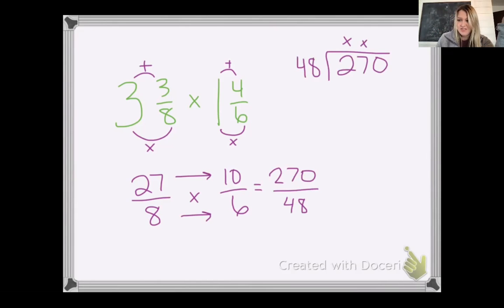48 is close to 50. So if I estimate, it's like 1, 2, 3, 4, 5. I would guess 5 times. Okay, so I'm going to guess 5 times. So 48 times 5. Why is everybody saying 2? 2 what? That doesn't make sense.